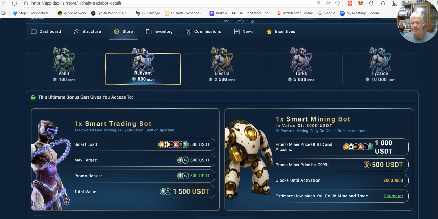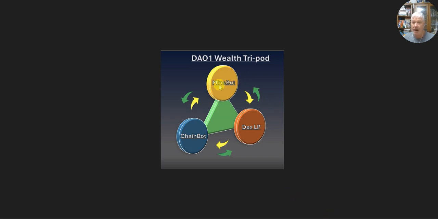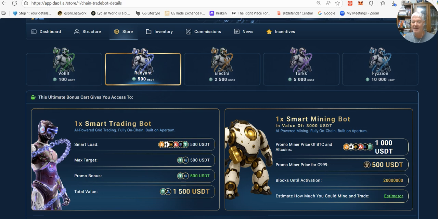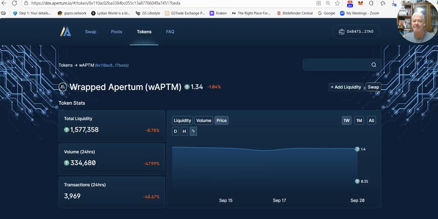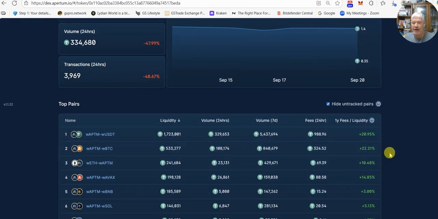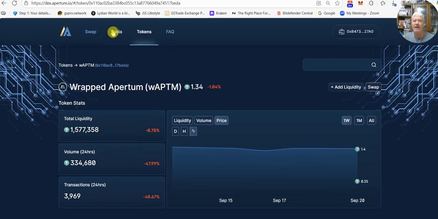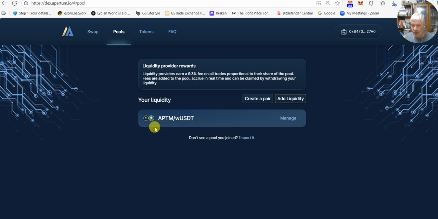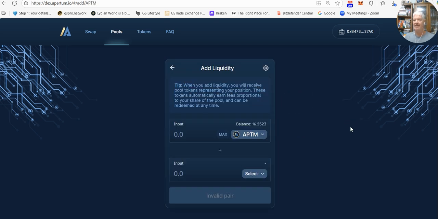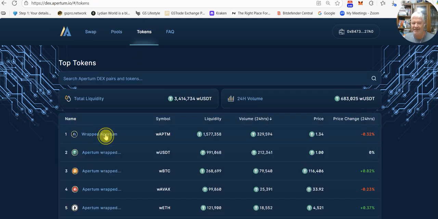So now if we come back to our tripod here, we've looked at the mine bot that's mining your coins. We looked at the chain bot, which is an AI that's buying low, selling high, and gathering more of these APTM tokens. And I've shown you the liquidity pool, right? Remember the liquidity pool? You go back here, and I showed you the interest rate per annum. And it's so easy to add. I can go pools, okay? This is the pair I'm talking about, APTM and USDT. And all you need to do is just say add liquidity. And that's how easy it is to add this liquidity into this pool. And then you can benefit, right, from this interest rate.